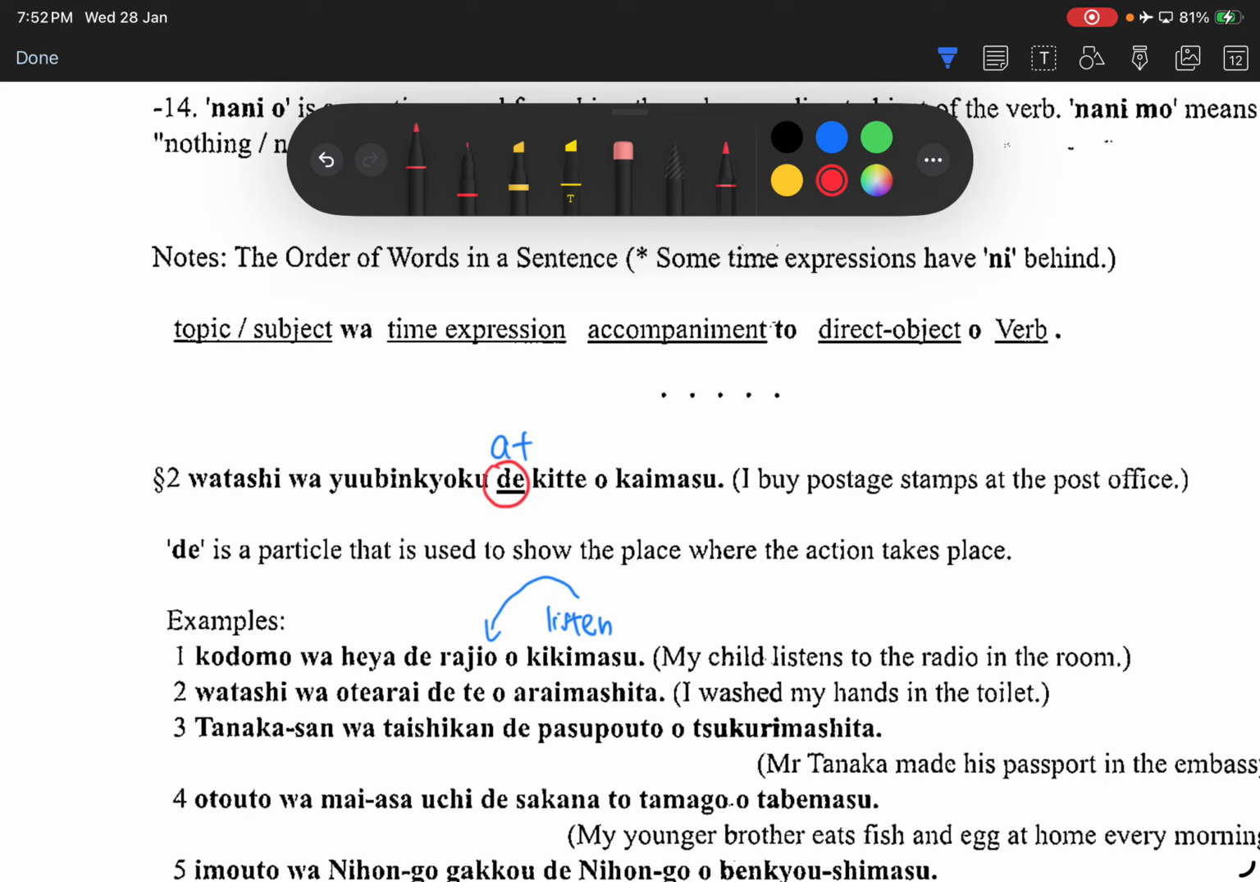So over here, yubin kyoku de. Yubin kyoku is post office. In English we say at, so at post office, kitte o kaimasu. Kitte is stamps, so buy stamps. I buy stamps at the post office. So place of action, place of happening, where the action is occurring.